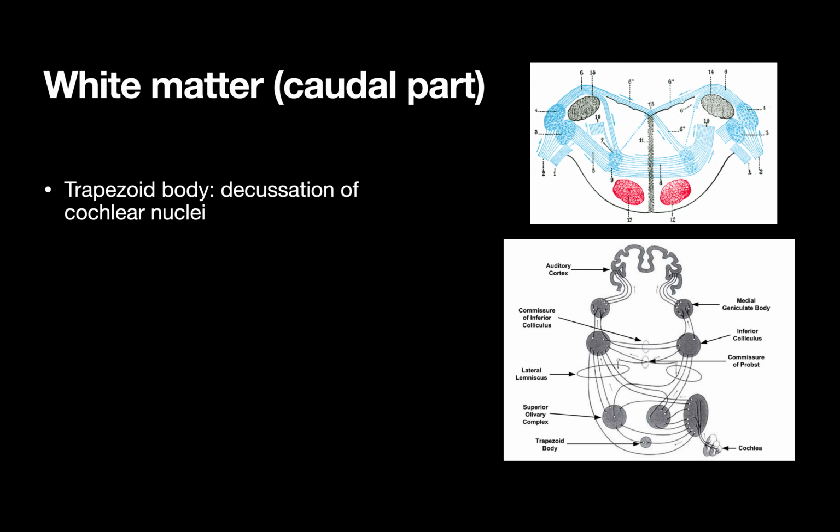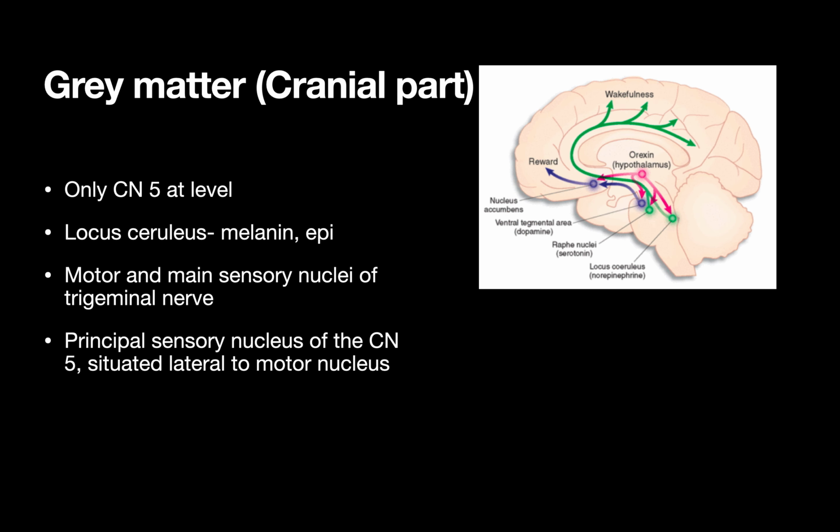So the white matter, simply enough, is really where the trapezoid body is, because that's the decussation of the cochlear nuclei, and those are myelinated. So right here, decussation. Okay, so the gray matter of the cranial part is going to be only cranial nerve number 5 at this level.